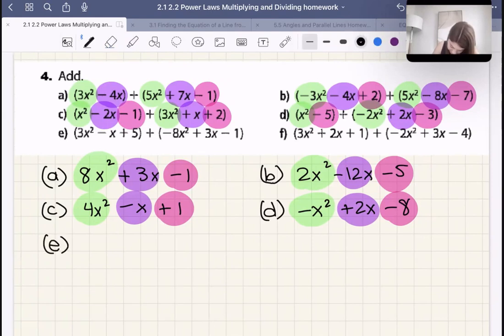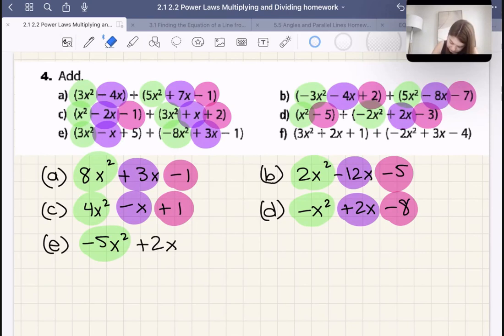And then we have E. Okay. So we have 3x squared and -8x squared, which is -5x squared, if we put those together. Then we have -x and 3x, so those are going to add together to make +2x. And then last but not least, we're going to have 5 and -1, which if we add those up, we'll get +4. And there we go. Awesome.